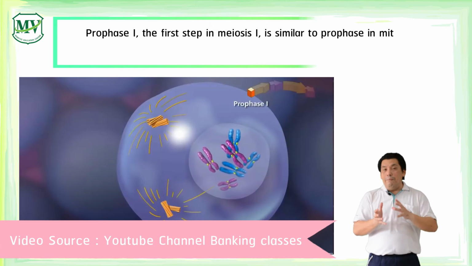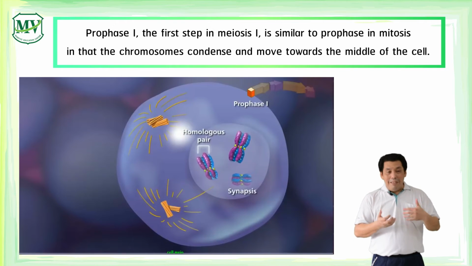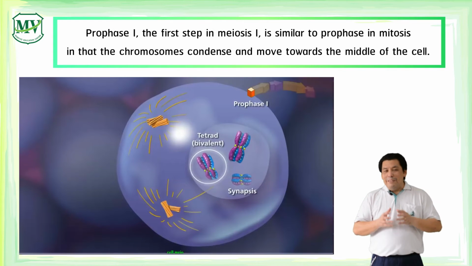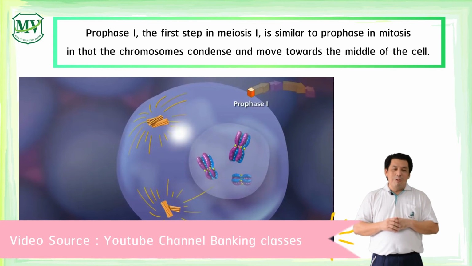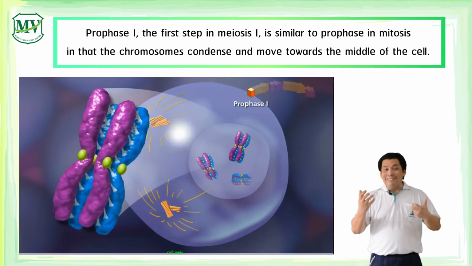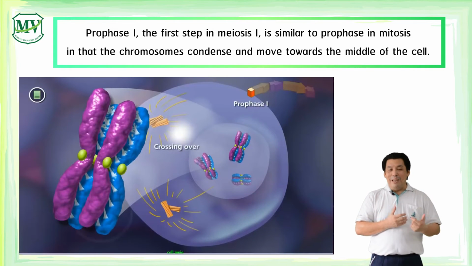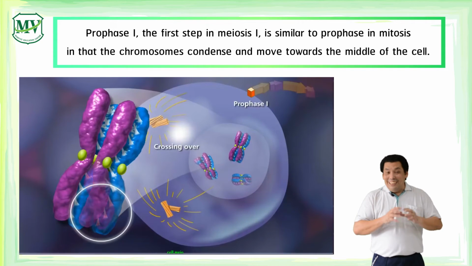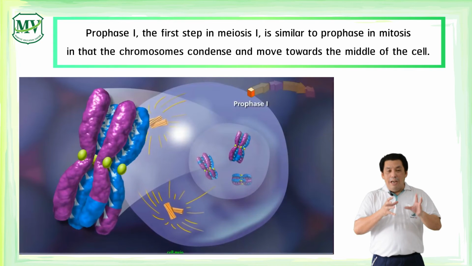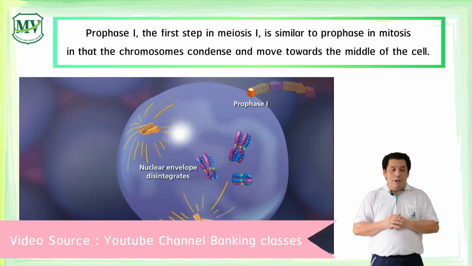Prophase 1 is the first step in meiosis 1. It is similar to prophase in mitosis in that the chromosomes condense and move towards the middle of the cell. The nuclear envelope degrades, which allows the microtubules originating from the centrioles on either side of the cell to attach to the kinetochores in the centromeres of each chromosome. Unlike in mitosis, the chromosomes pair with their homologous partner. This step does not take place in mitosis.